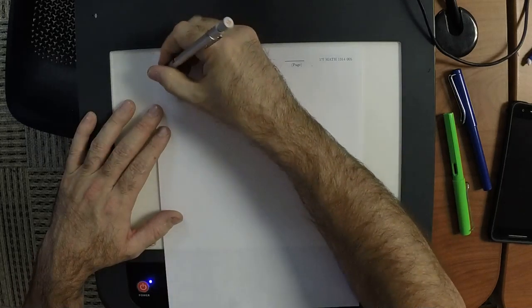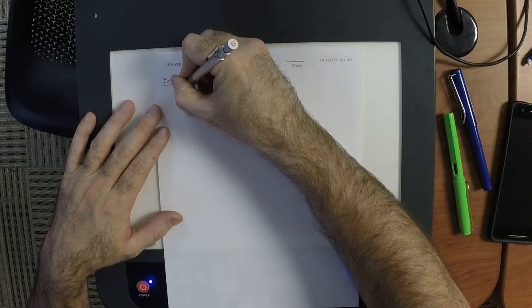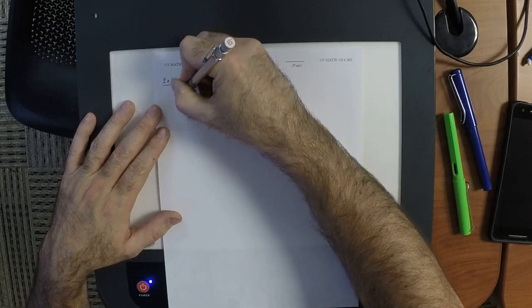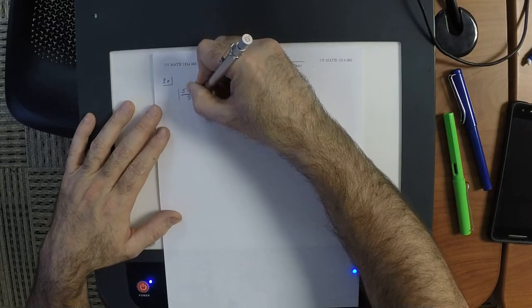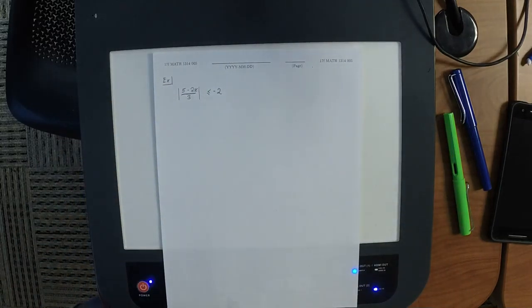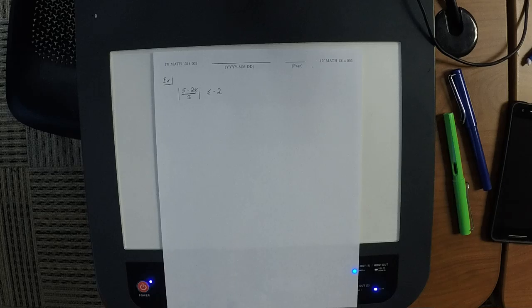What about one like this? The absolute value of 5 minus 2x over 3 is less or equal to negative 2. Okay. So, will this one be just like the previous one, between the twos? The previous one was between the nines. Will this one be between the twos? What will this one be?